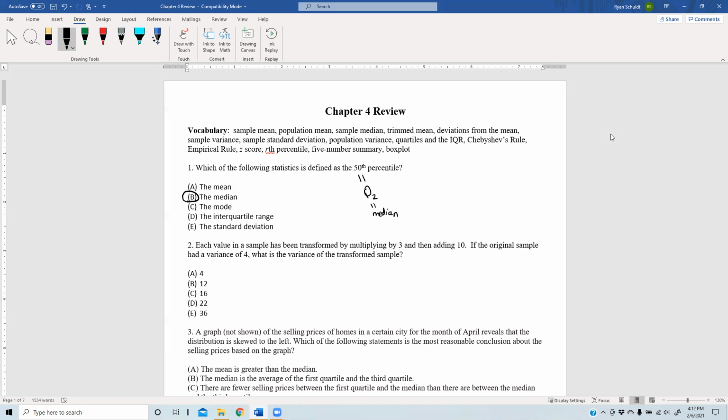Okay, number 2, each value in a sample has been transformed by multiplying by 3 and then adding 10. If the original sample had a variance of 4, what is the variance of the transformed sample?